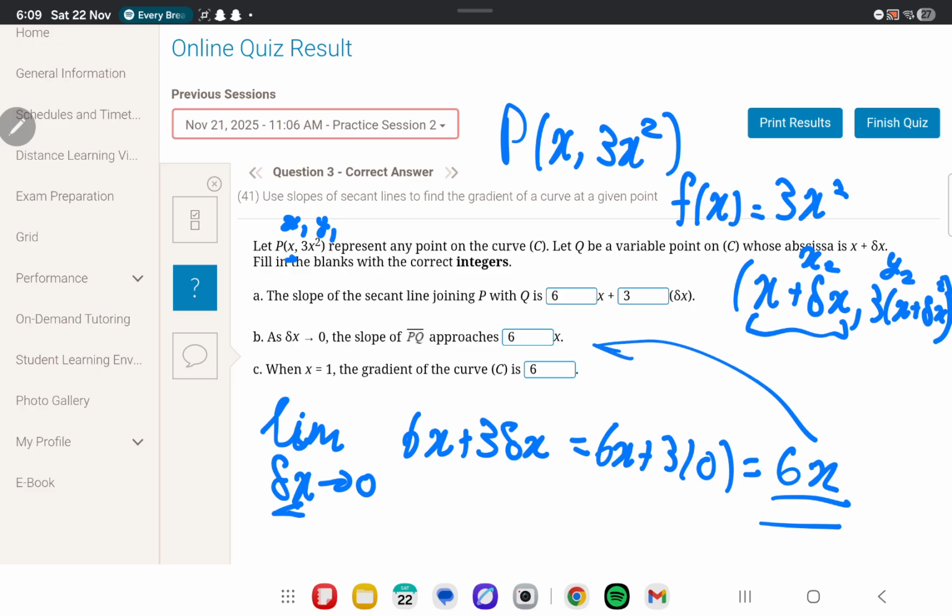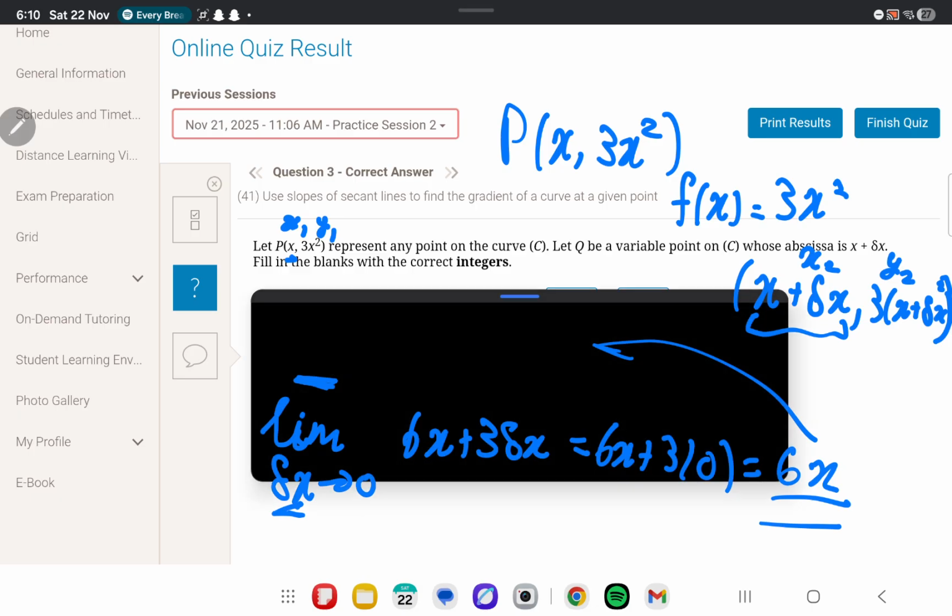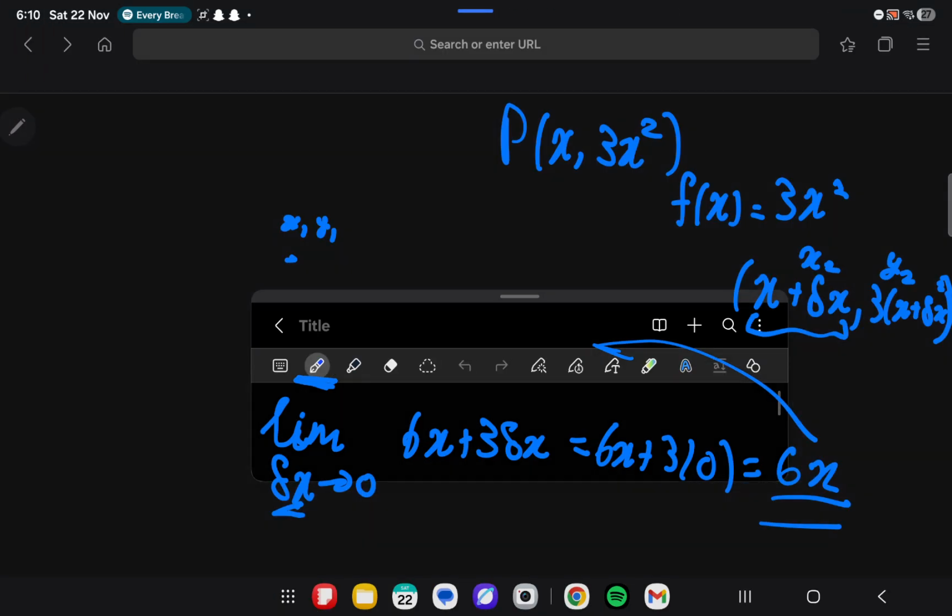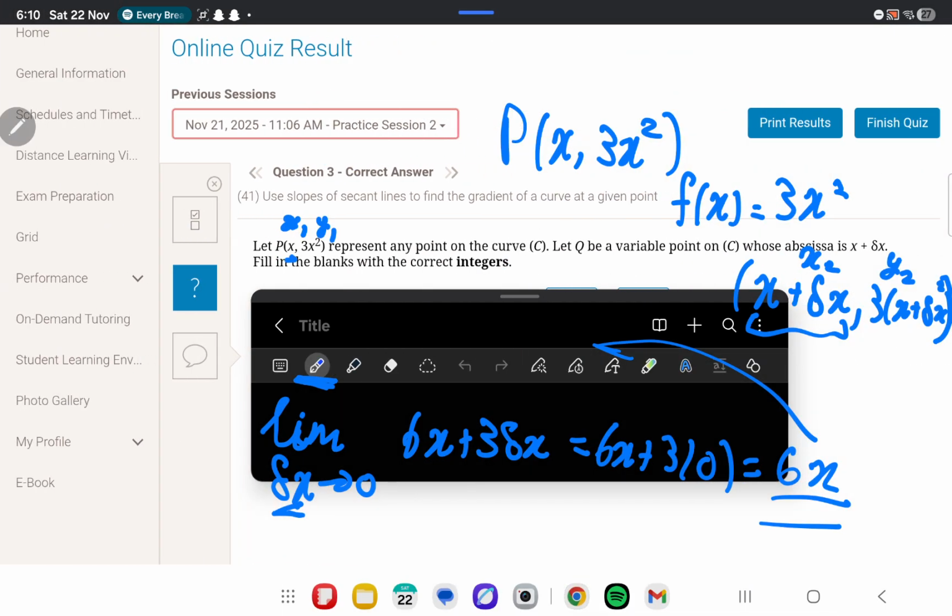Okay, now, part C. When x equals 1, the gradient of the curve C is what? All you really have to do is, you see this value here that they give you, plug it into this value here. The one where you get when you take the limit of delta x to approach 0. So basically, you take the given value of x in part C and substitute it in part B, you'll get C. So substitute x equals 1 into 6x, you'll get 6. And that's the answer. Okay.